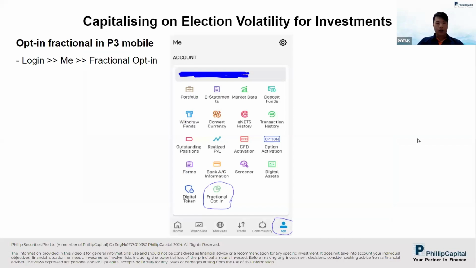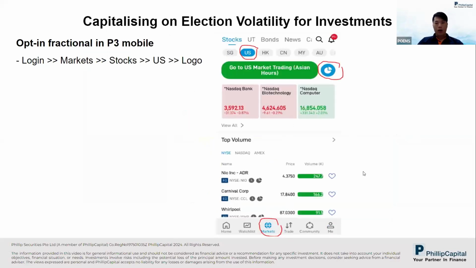So for P3 mobile, you can also opt in for fractional shares. When you log in, you just go to Me, the Me tab shown below, and then you simply go to fractional opt-in. The mobile will prompt the risk warning disclosure for you to opt in. That's one way. The other way is to go to the markets, then go to stocks and then simply go to US. There will be a logo on the top where you can click in. Once you click and it is highlighted, the risk warning disclosure will also be prompted for you to acknowledge if you want to trade fractional shares.